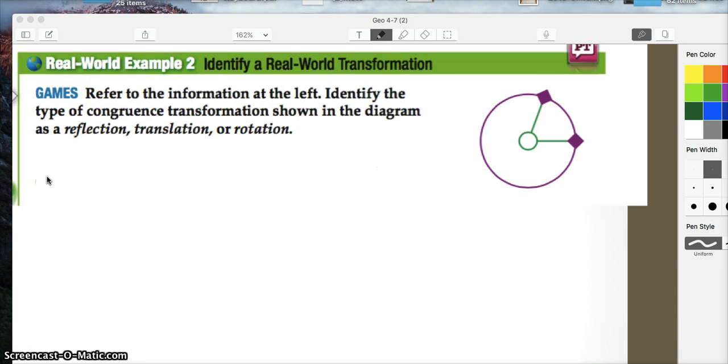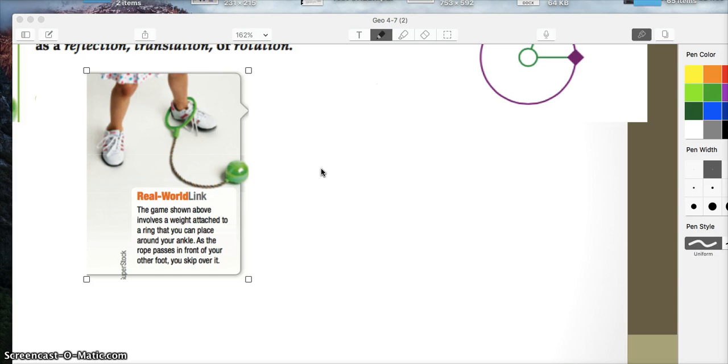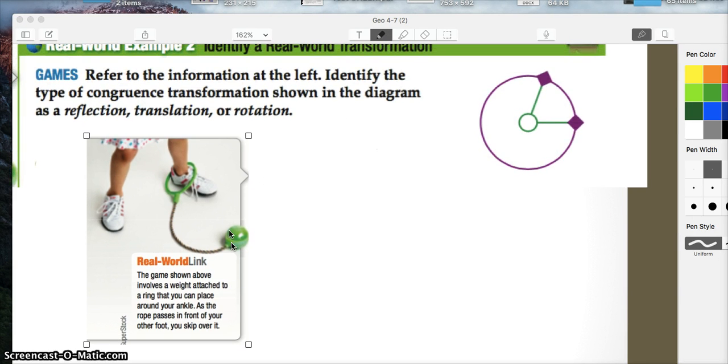So in this real world example, what we're supposed to do is to refer to the information at the left, which you don't have, but I'll get it for you, and identify the type of congruence transformation shown in the diagram as a reflection, translation, or rotation. So I suppose this was helpful. Showing this image here shows us what the game is that they're playing. And the game is this very cool skipping game where you skip over the thing.